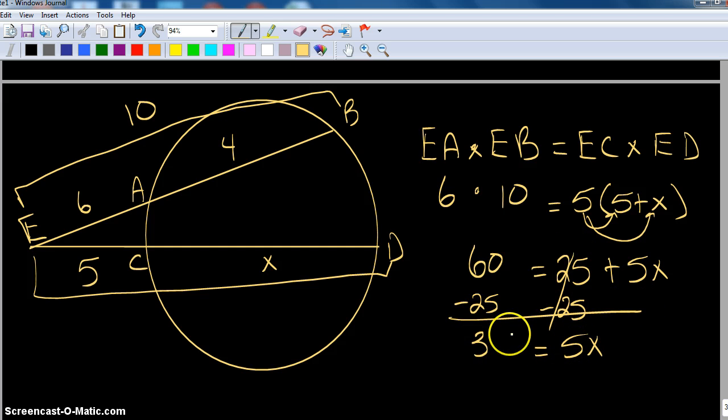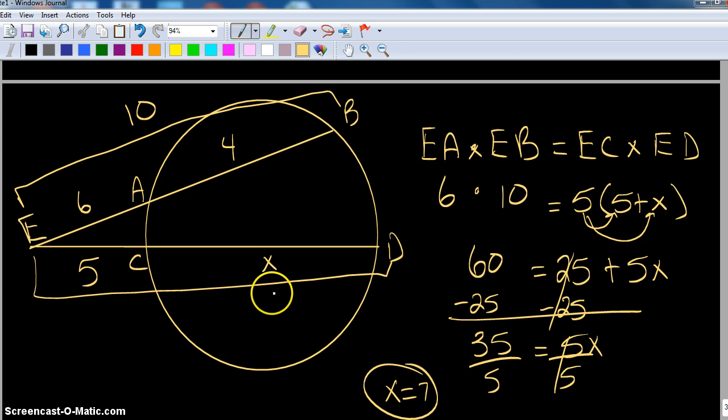Give you 35, divide by 5, and X is 7. So this is 7. That's 7. X is 7.